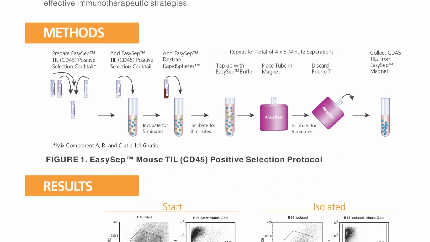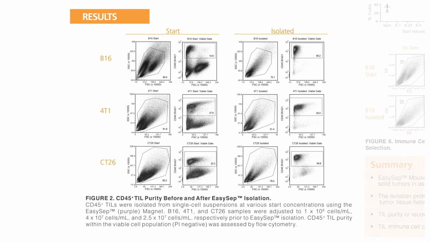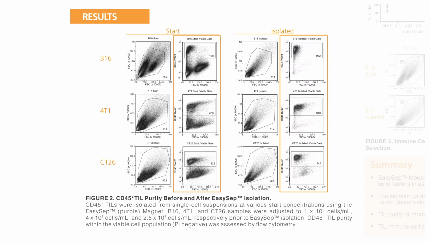Now I will walk you through some of our results using this method. In Figure 2, we show a comparison of the CD45 TIL frequency before and after EasySep isolation in 3 tumor models. We have selected different start cell concentrations for each tumor model, and this is to achieve higher TIL purity and also taking into consideration the average sample size for each model.